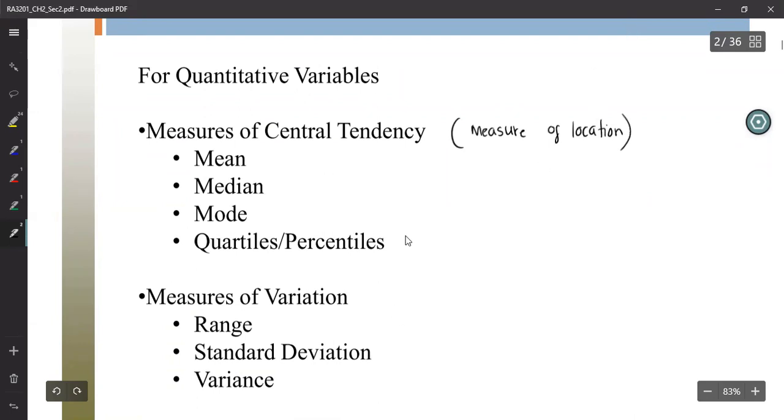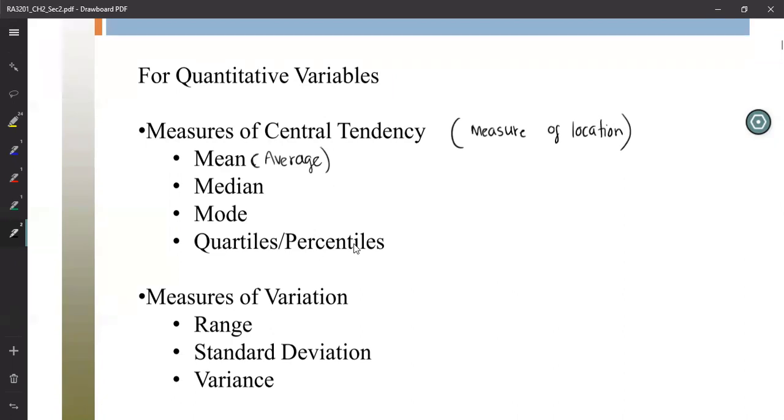Okay. So under the measure of central tendency, we have four main measurements: mean, median, mode, then quartiles and percentiles. The mean, you already know. On the other hand, you use the word average. If you take a data set, you can add them together and divide by the total. That's the average. And median is the midpoint of the ordered data. Mode is the most frequently occurring outcome. And then you have quartiles and percentiles. They will also give you an idea about the location of data.